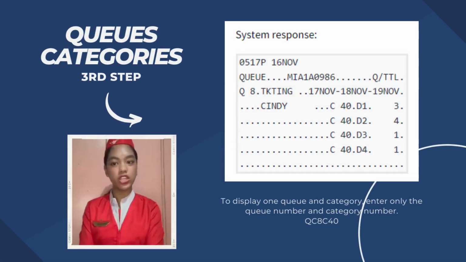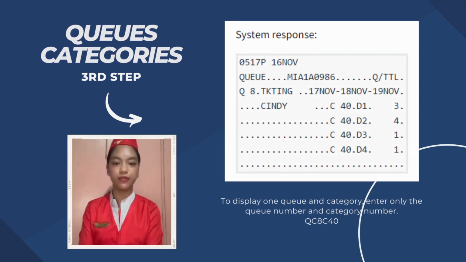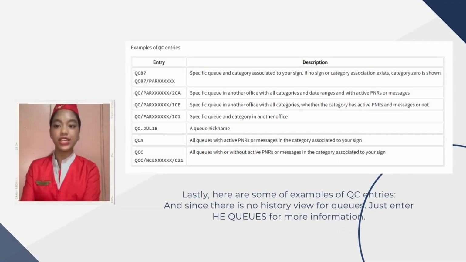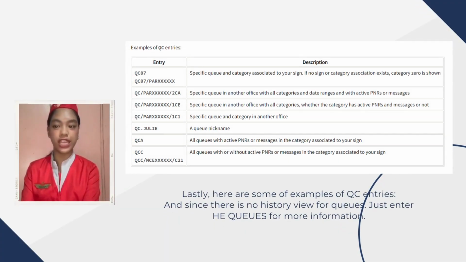And to display one queue and category, enter only the queue number and category number. For example, QC8C40. Lastly, here are some examples of QC entries. And since there is no history view for queues, just enter HE queues for more information.